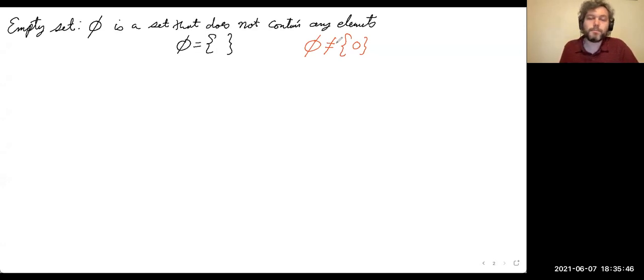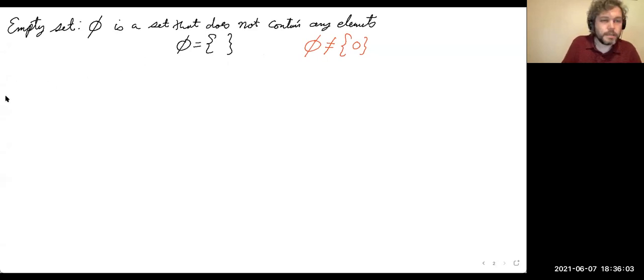So hopefully that makes sense, but the empty set is very special. We're going to deal with it all the time, but it's the set that has no elements inside of it, okay? It has no elements of its own, all right?